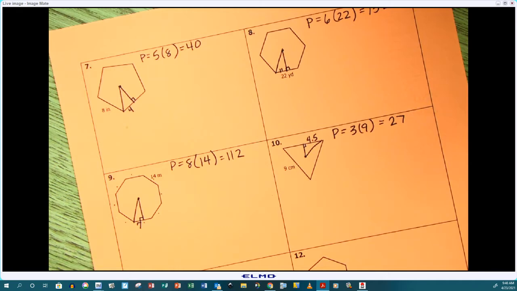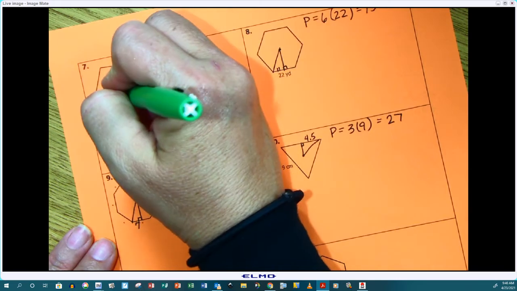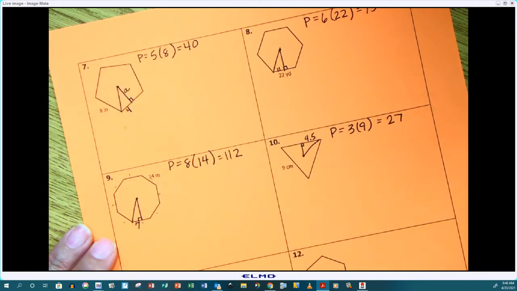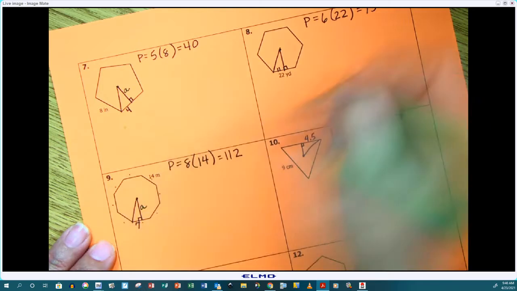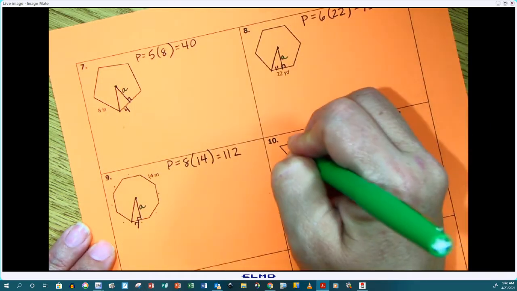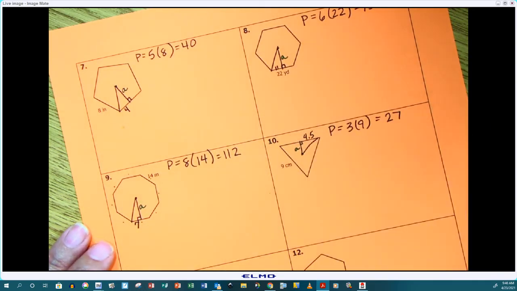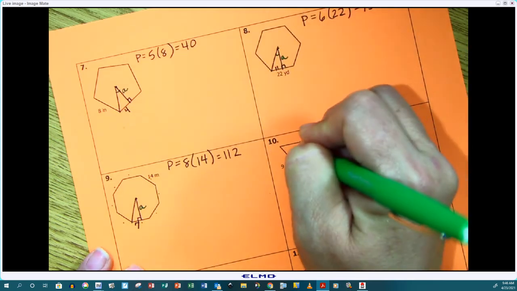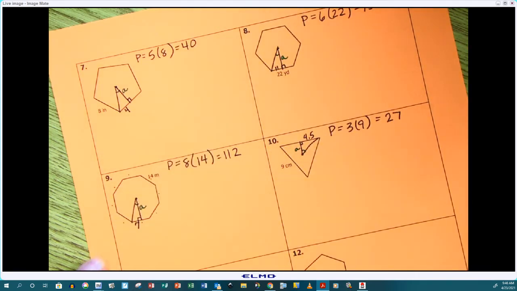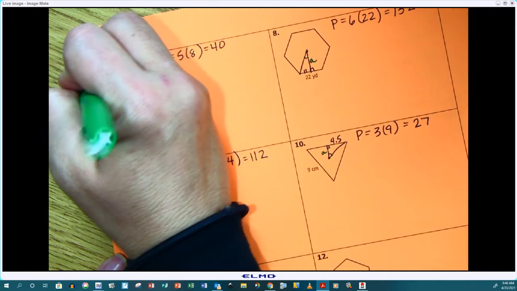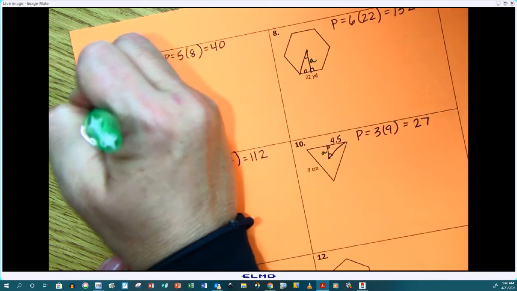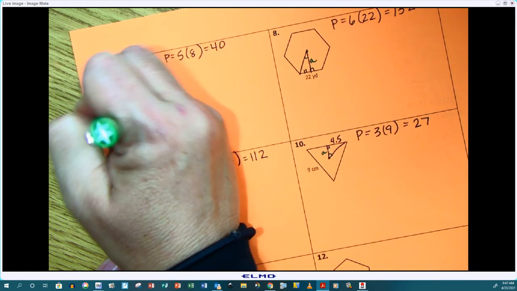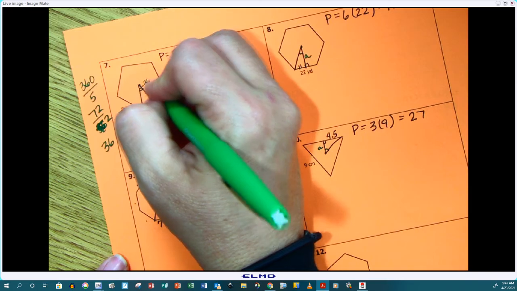All right, so the next thing, in order to find the apothem, I'm going to call this A for apothem. In order to find the apothem, I'm going to have to do trig again. This time I need this angle, the angle that's by the center. I need my central angle. So I'm going to do 360 divided by 5, which is 72, and take half. So this angle is 36 degrees.